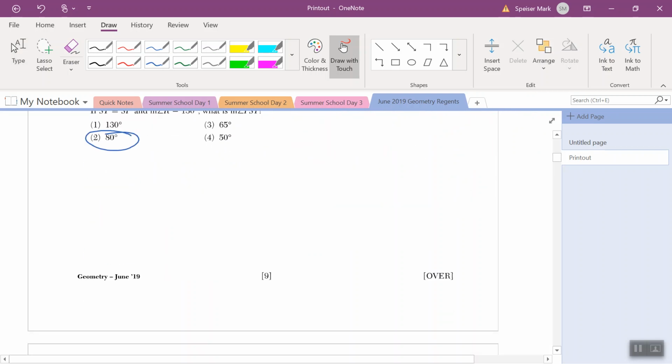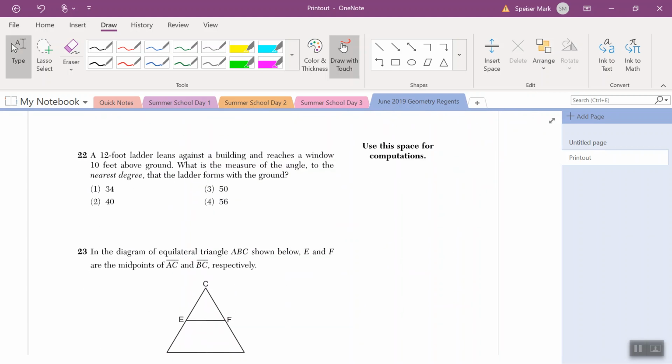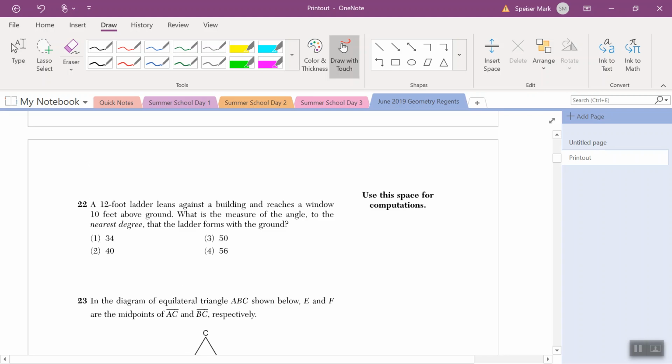Okay, on to question number 22. A 12-foot ladder leans against a building and reaches the window 10 feet over the ground. What is the measure of the angle, to the nearest degree, that the ladder forms with the ground?